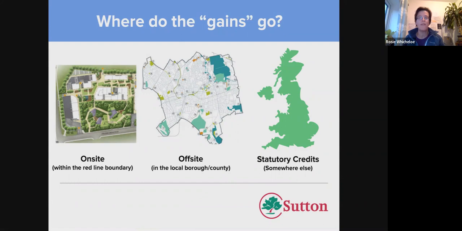And then last and definitely least is the statutory credits option, which is something that DEFRA are trying to work out how to do at the moment, which is about paying a one-off payment for delivering the offset of some kind somewhere in England, which has some huge concerns for us at the moment. So that is the end of the first section, you'd be glad to know.